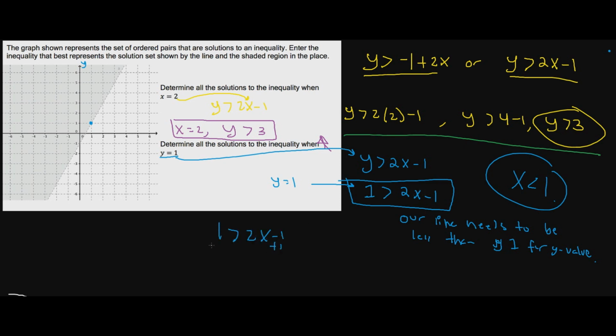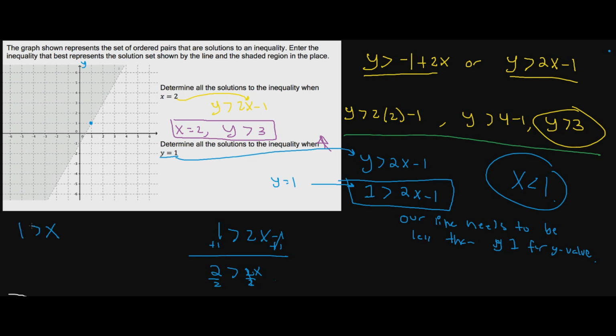So we need to add 1 to both sides first, to get rid of any addition or subtraction. I get 2 is greater than 2x. Okay, now I'll divide by 2. Because the 2 is positive, I don't need to flip the inequality. And I'm going to get, I'll write it over here, x is less than 1.